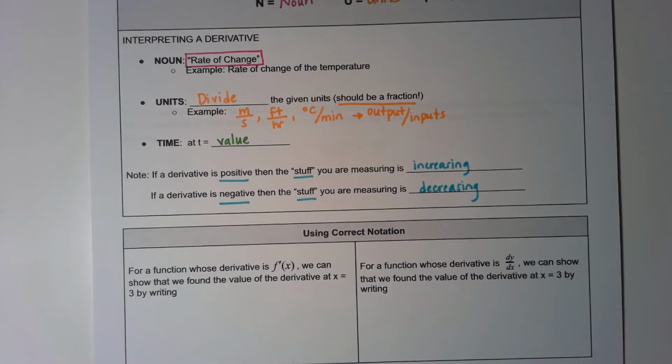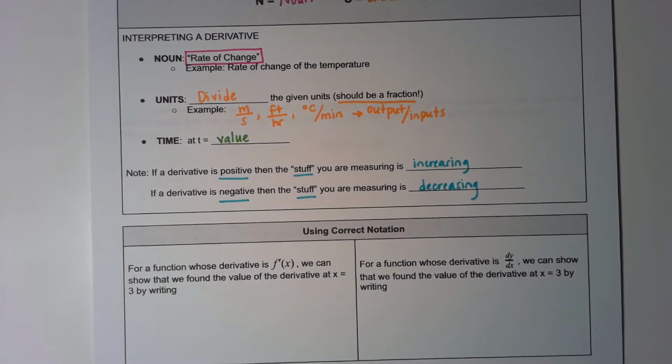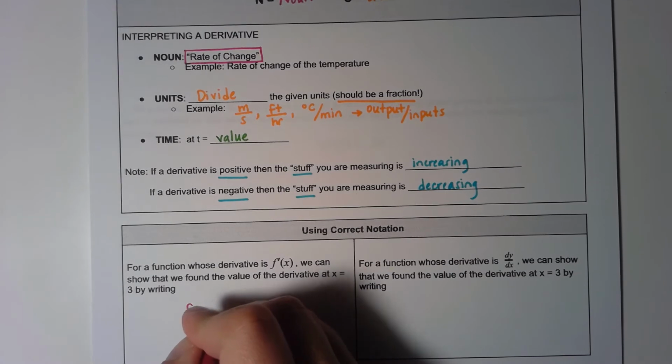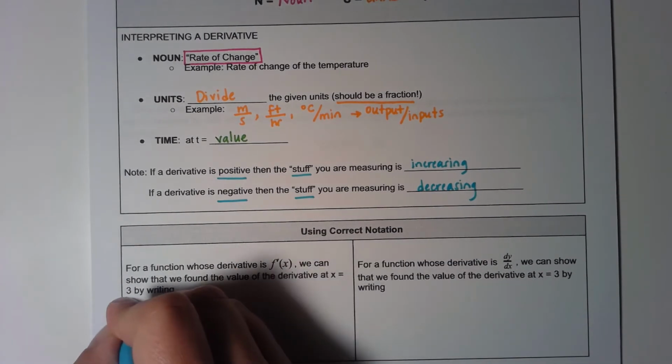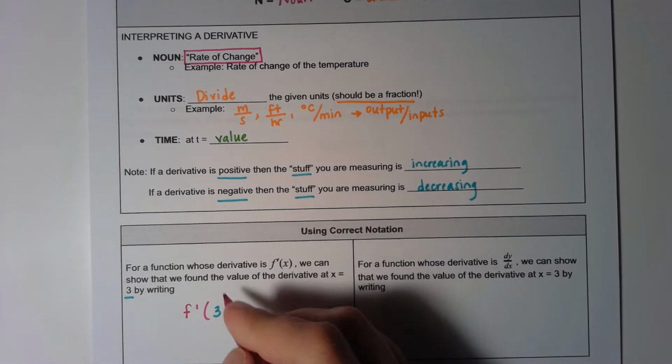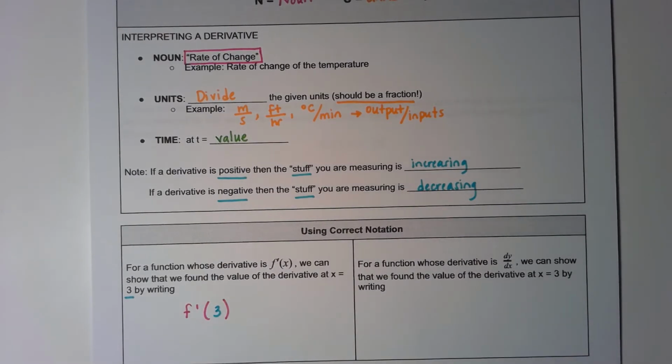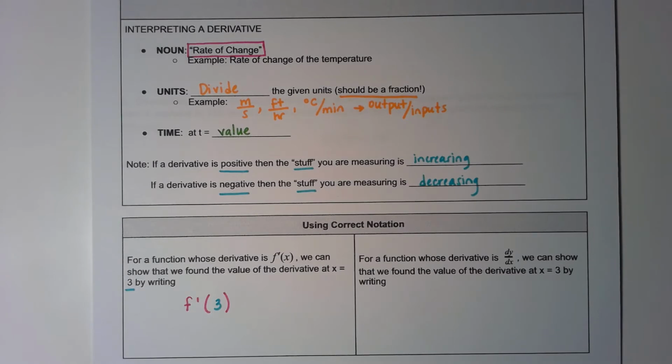Now, we also need to make sure we're using correct notation. So for a function whose derivative is f prime of x, we can show that we found the value of the derivative at x equals 3 by writing f prime of 3. So you're going to have that specific number plugged in there, not just saying f prime of x, but like specifically at the value 3 is what you're finding.